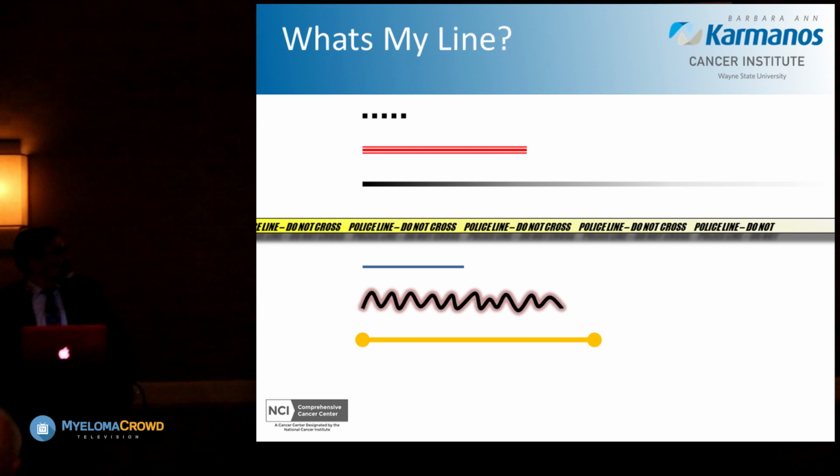So, from this slide right here, what I'm trying to illustrate is that not all lines are the same. These are all lines. Hofmeister's probably going to say one of those is a segment, but I'm going to tell you they're all lines, okay? And you can see they have different implications, right? When you see the police line, you might be worried. When you see the line right above that, you're not quite sure where it ends, right? And that actually, it's relevant in myeloma.